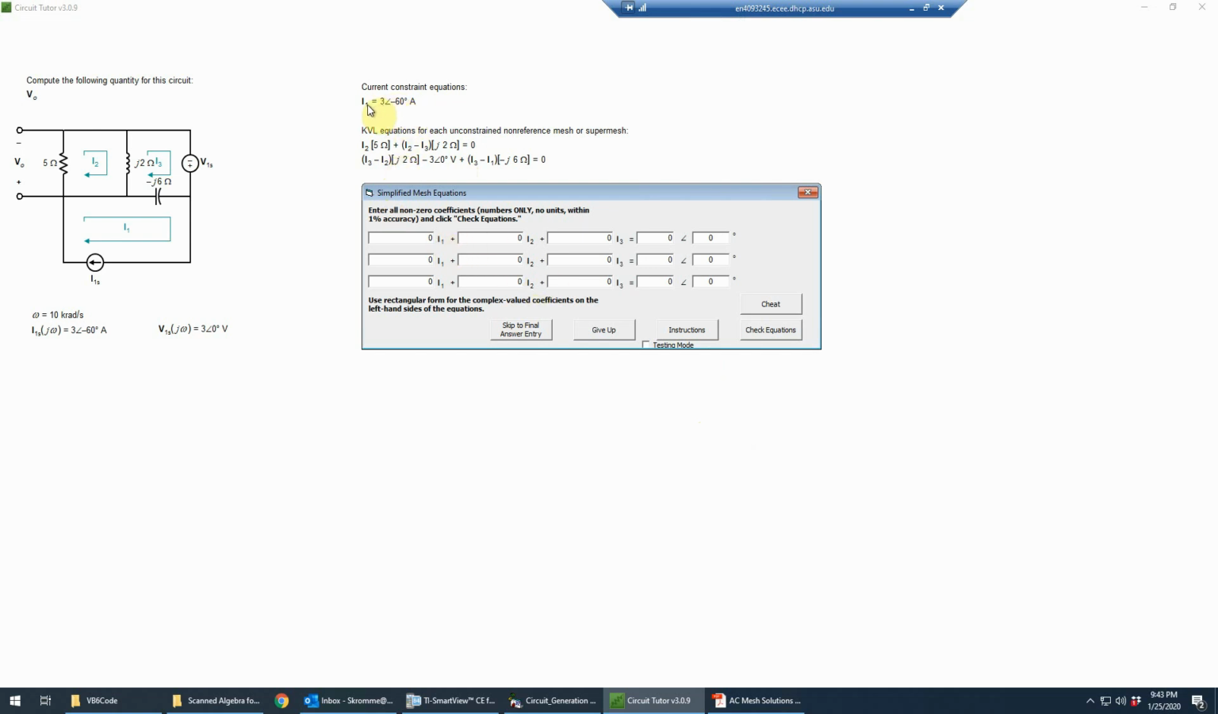Okay, so the first equation is very simple. It just says I1 equals that constant. So I1 will, of course, have a coefficient of 1. The others would have coefficients of 0. And then we just put the 3 angle negative 60 degrees there.